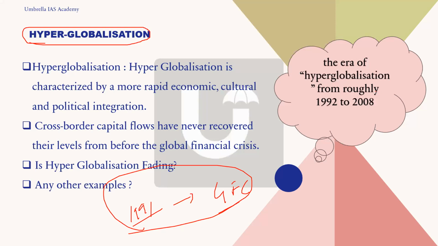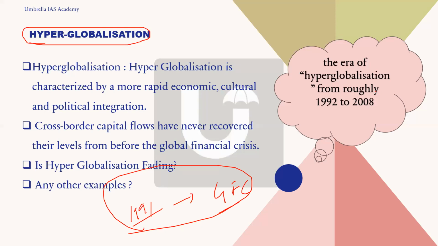Atmanirbhar Bharat, very good. Atmanirbhar Bharat is also one type of this, against hyperglobalization. You can say tariff wars, very good. Visa restrictions, very good. Ban on exports, very good. For example, Russia has banned the export of natural gas to Europe. Earlier, till 2020, almost 45% of Europe's natural gas came from Russia.